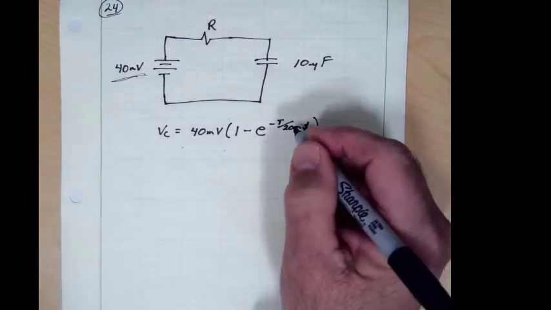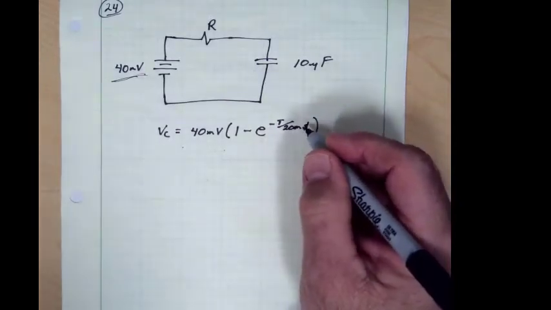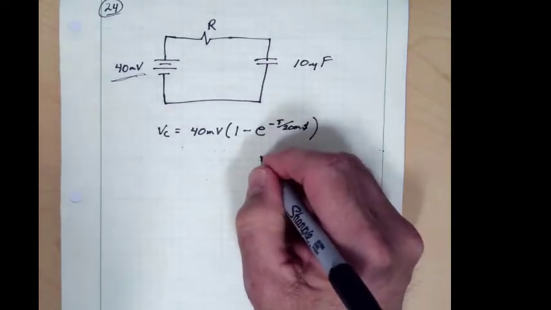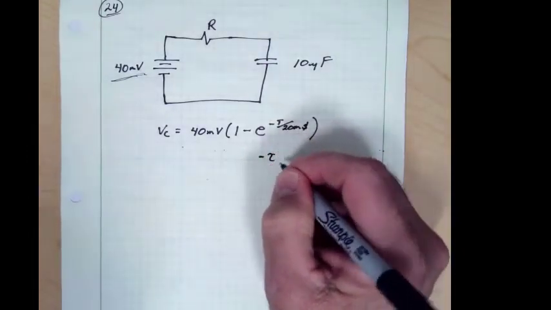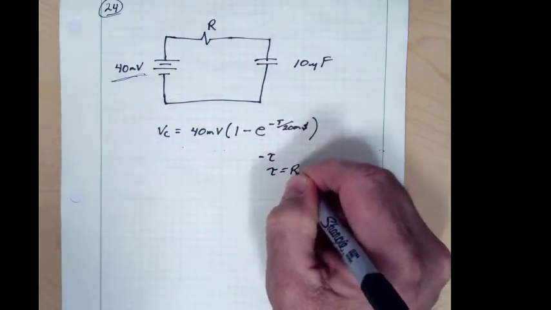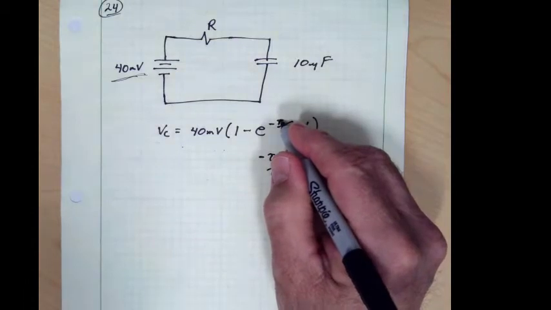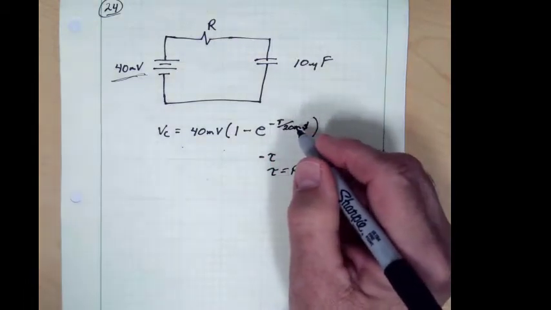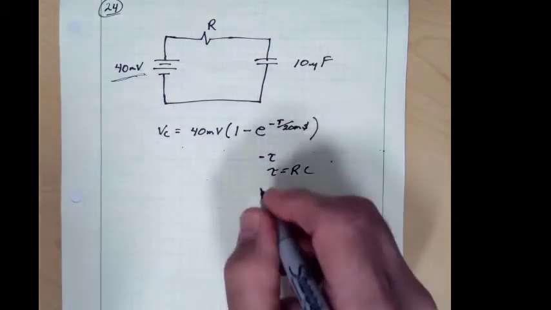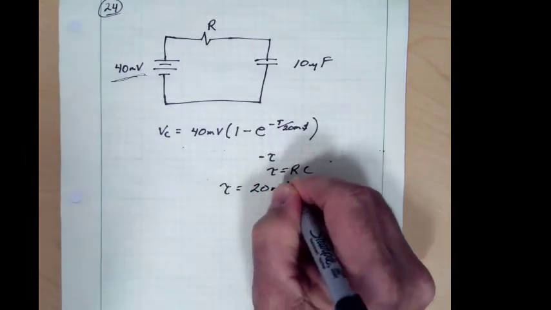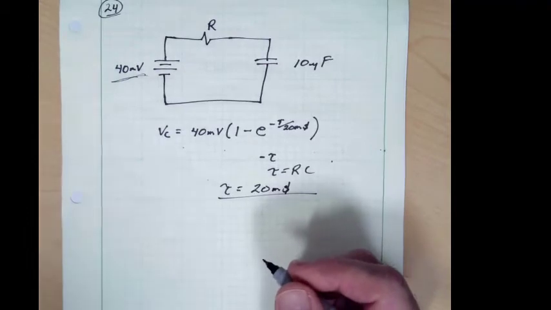Now, here we have this term t over 20 milliseconds. We would normally see the term of minus t over tau there, where tau is equal to the RC time constant. Well, here he has it just in the form of t over 20 milliseconds. And what he's telling us is that tau is equal to 20 milliseconds. Now that may become more obvious to us as we begin to work the circuit.